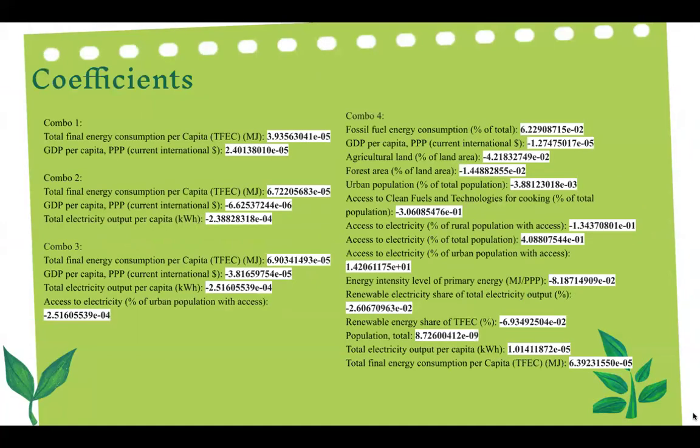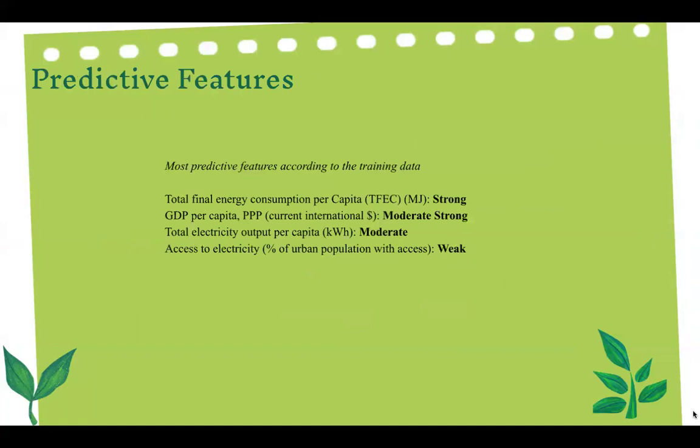We created 4 combinations of variables and measured their coefficients. The first 3 were composed of different combinations of the most predictive individual features, and the fourth was a combination of all of the features. After further analysis, we concluded that the most predictive features were total final energy consumption per capita as a strong predictor, GDP per capita as a moderately strong predictor, total electricity output per capita as a moderate predictor, and access to electricity percent of urban population with access as a weak predictor.